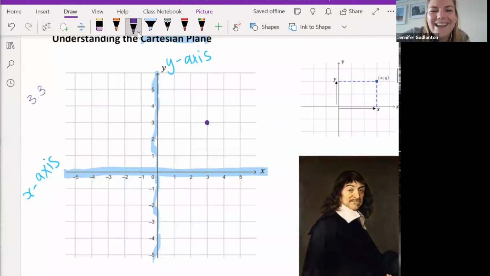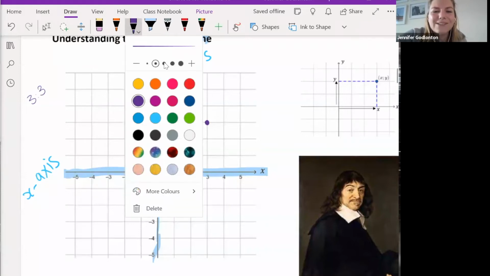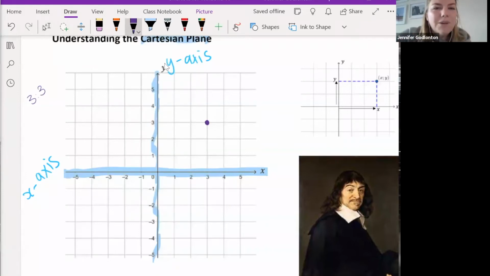Yes. We are on the right track now. So when we give coordinates, first of all, they have to be in brackets. They're always in brackets. Then we always put our X value first. So our X value was 3, because if I traveled up, that value is 3. So we're going to put the value 3.